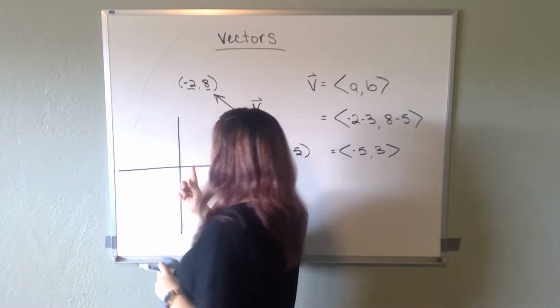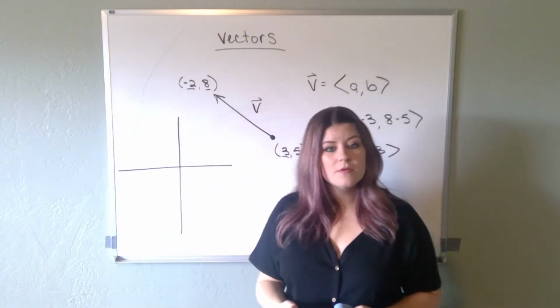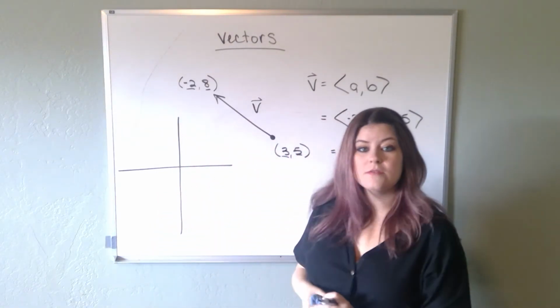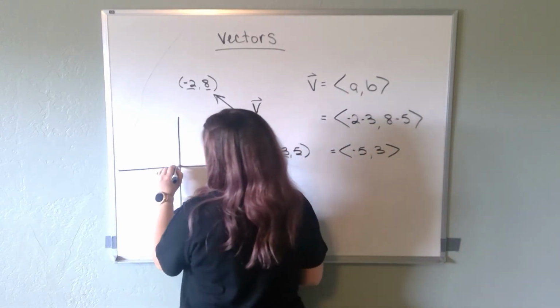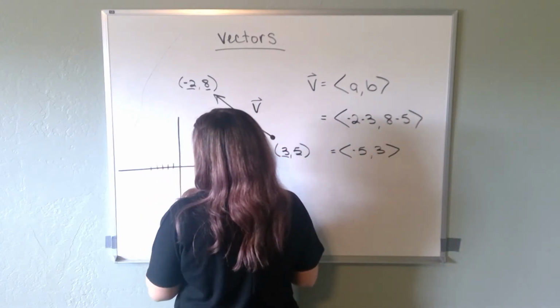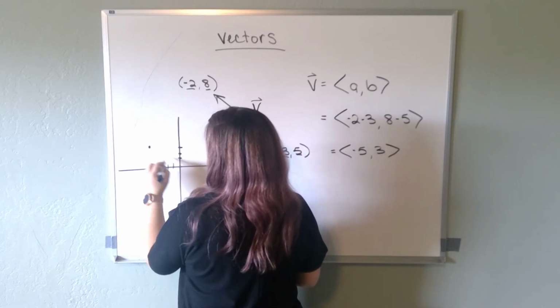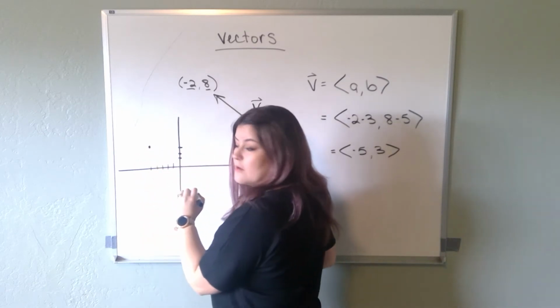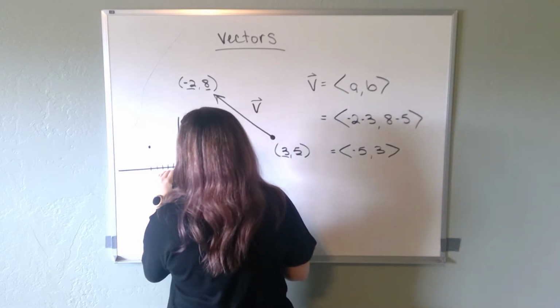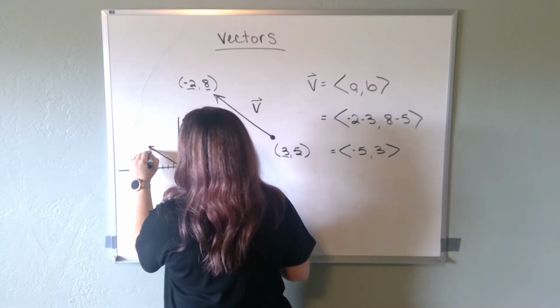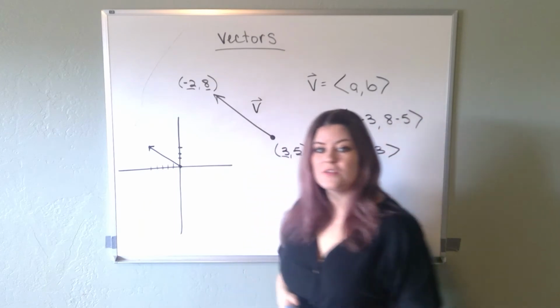When we graph vectors in the plane, we always start from the origin and then we go to those components. So the horizontal component is -5, the vertical component is 3. So it would end here. You know where it starts. It always starts from the origin. And we get this vector here.